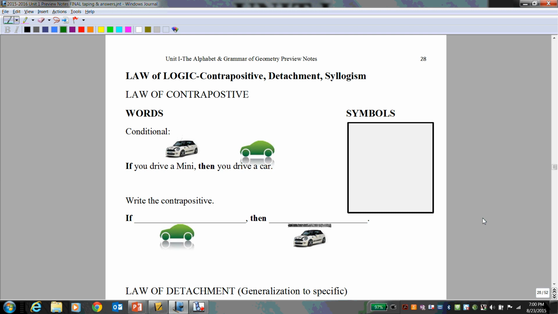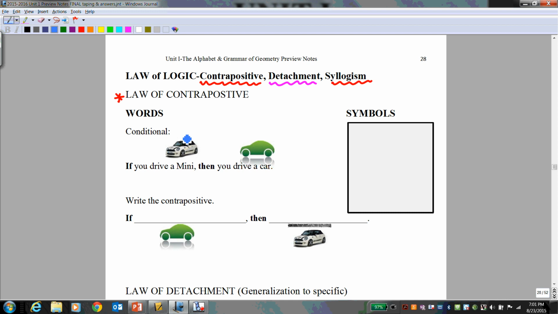Now we're going to review. We have 3 laws of logic. One of them we've already seen before, which is the law of the contrapositive. And then I'm going to introduce 2 more laws, detachment, and then a syllogism. And I'm going to introduce basic symbols here. Okay, we have a conditional here. This is called the law of the contrapositive. You're given a conditional statement that's true. If you drive a Mini, then you drive a car.